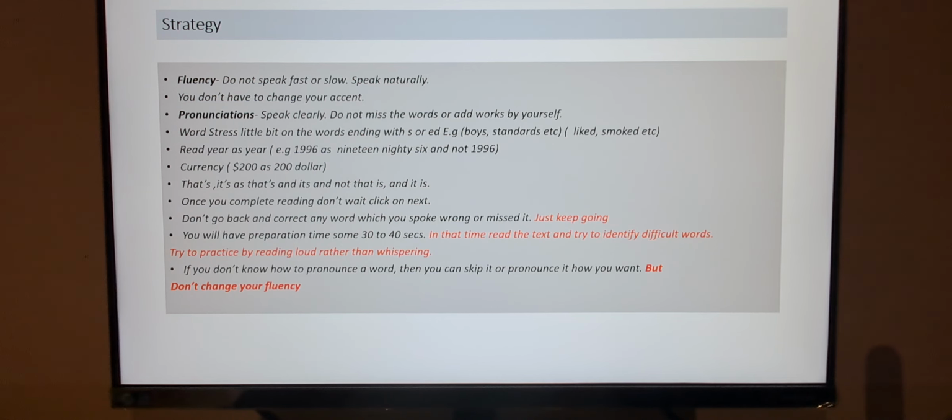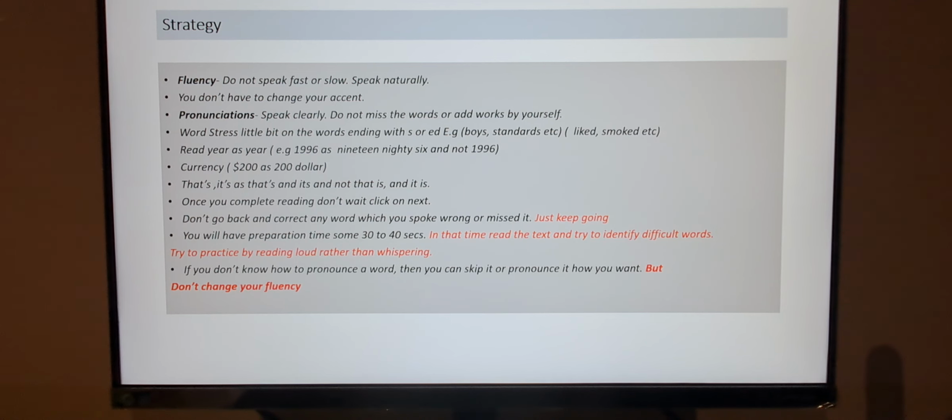Just move on, just keep going, because you don't have to damage your fluency, you don't have to spoil your fluency. Make sure that your fluency is not hampered. You keep going, don't go and correct it, because then you will lose more marks, right? If you have mispronounced a word, if you have missed a word, that's okay, you will lose in content, that's okay, but you don't have to lose in fluency, right? So that's how you need to strategize your read aloud, right?